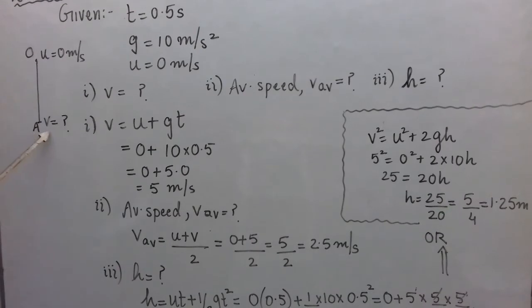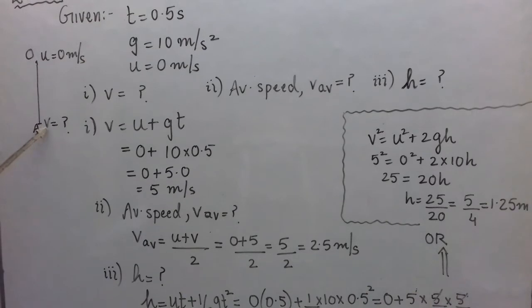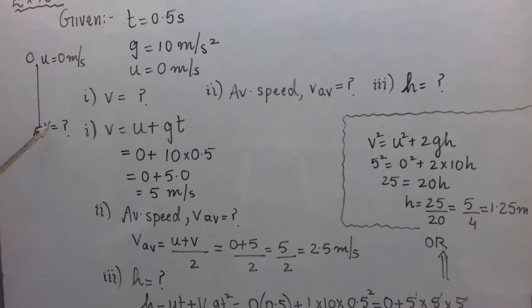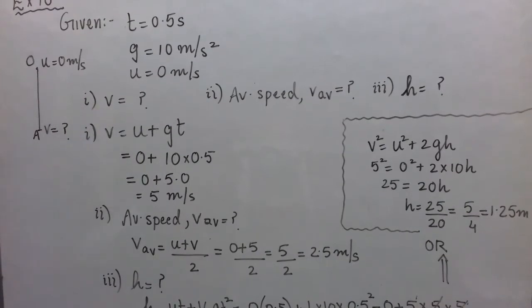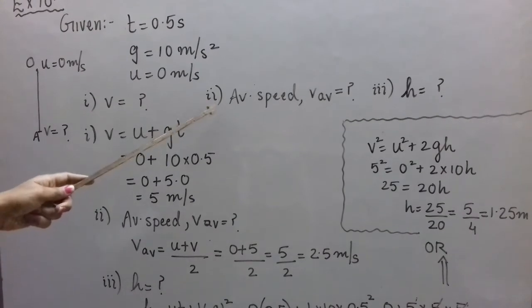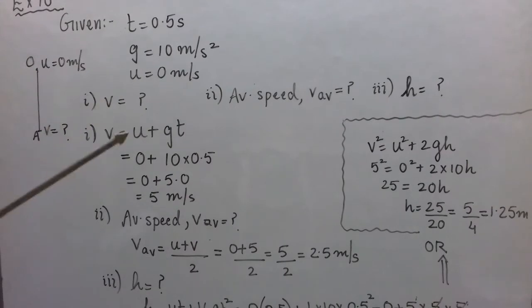Speed on striking the ground means, if you consider the motion from O to A here, what is the speed? It means the final speed you have to find out, which we represent by small v. What is its average speed during the 0.5 second? So you have to find the average speed. I have represented it by Vf. This you have to find out.